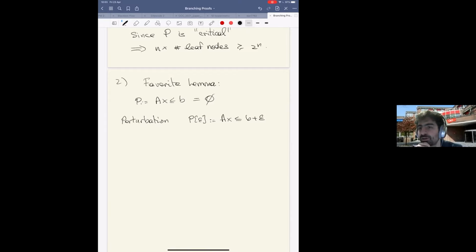Now I say, if P epsilon is non-empty, okay? Here again, you should think that this is some leaf polytope where it used to be Ax less than or equal to b, but then I screwed up the proof and perturbed everything. In the actual proof, I perturb both the A's and the b's, but you can basically say that the perturbed constraints imply perturbed versions of the original constraints, and that's encoded by this epsilon.